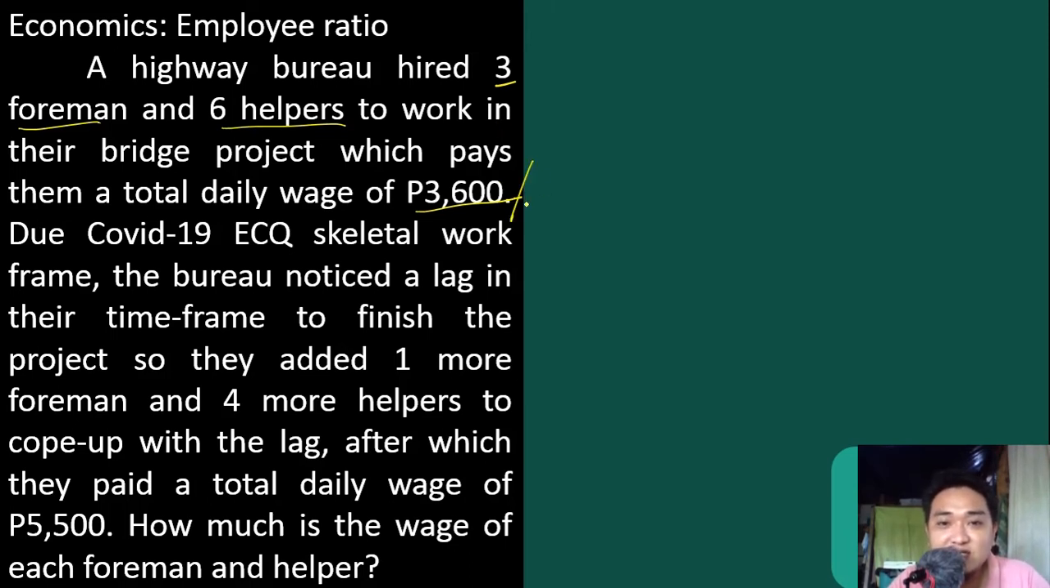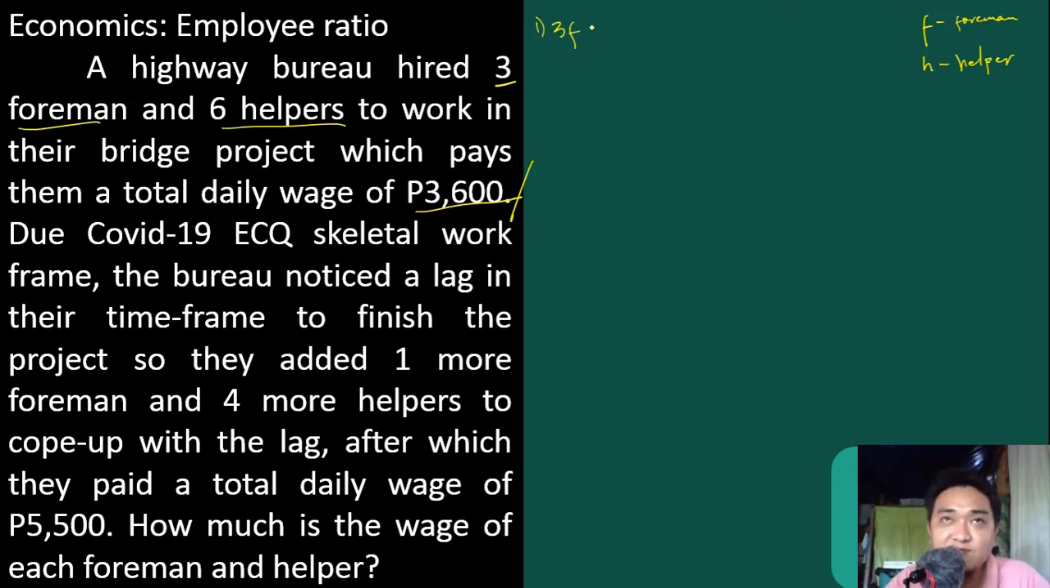Putulin muna natin dyan yung ating problem, and then let us put it into linear equation. So how to do that? For our first linear equation, let us assume that F pertains to the salary or wage for each foreman, and H will pertain to the salary or wage or daily wage for each helper. Para ma-express natin siya into linear equation, we can do this at 3F.